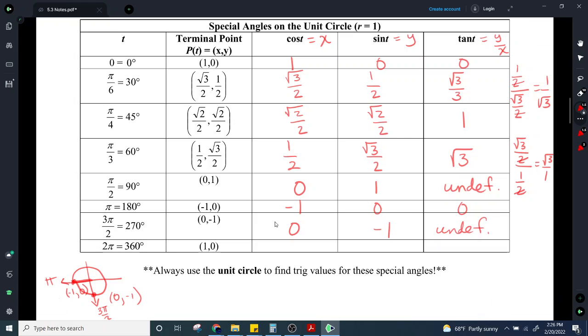Finally, 2 pi is the exact same thing as 0. It takes you back to where you started. So notice that your values start to repeat. Every time we do these coterminal angles around the circle, these values are going to repeat.